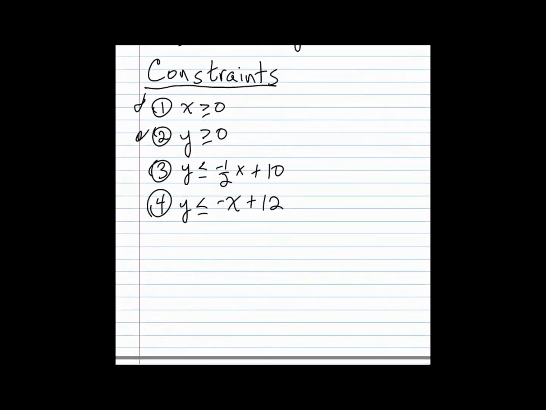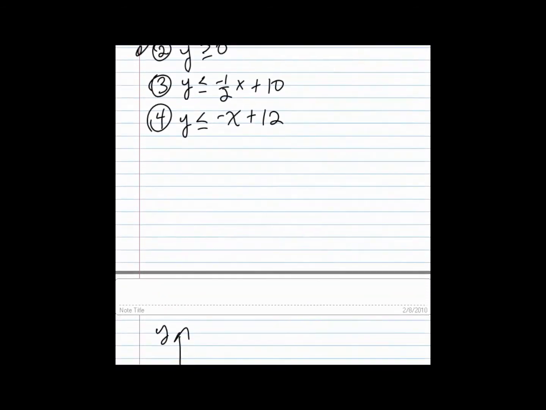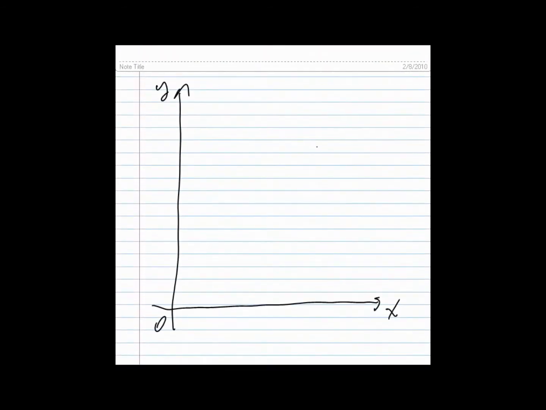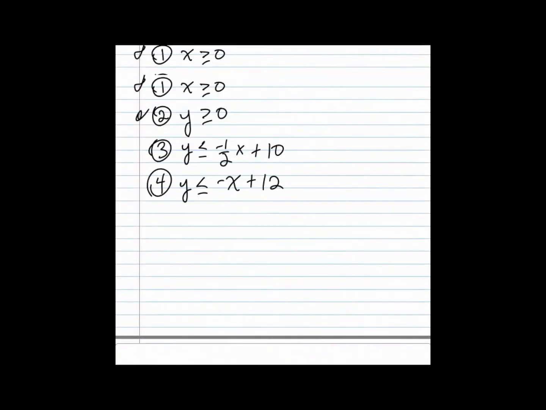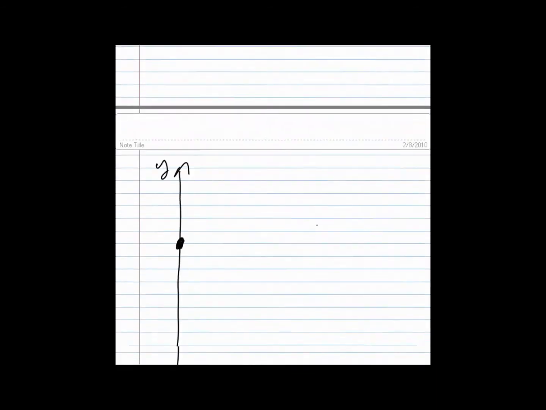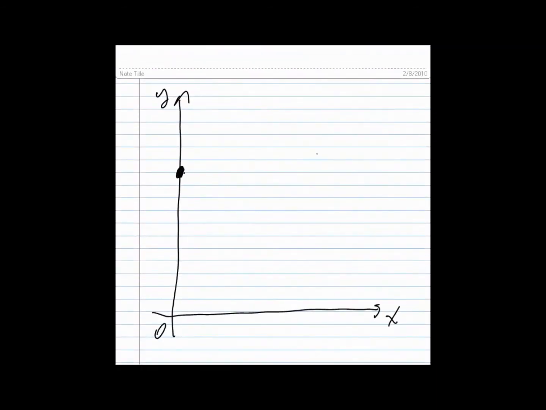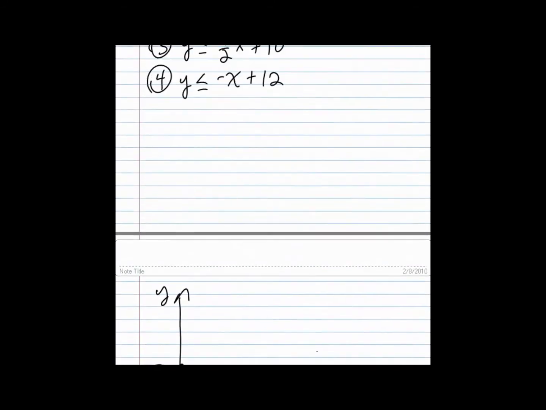The first one on the graph is y is less than or equal to negative 1/2 x plus 10. So that plus 10, let's say we're right here. Let's call that 10. And the fact that it's a negative 1/2 x means our slope is decreasing. So just sketching something of that nature. Okay? And this is inequality 3.